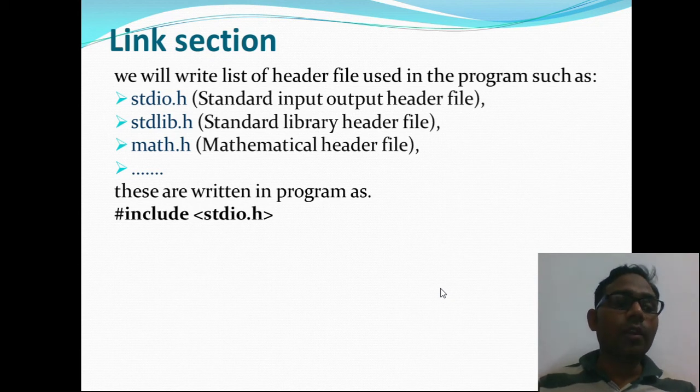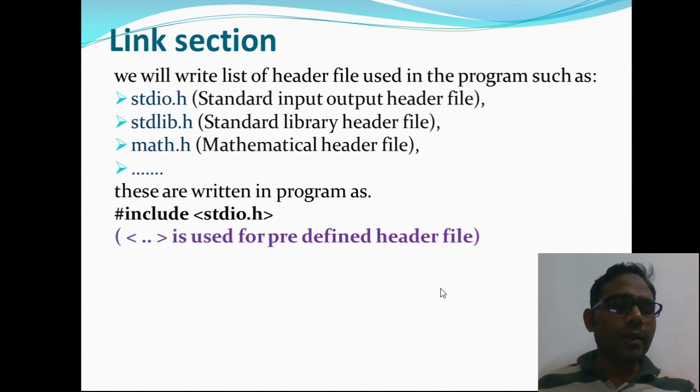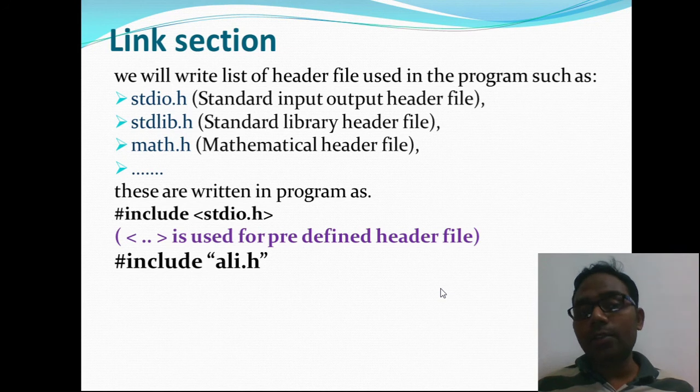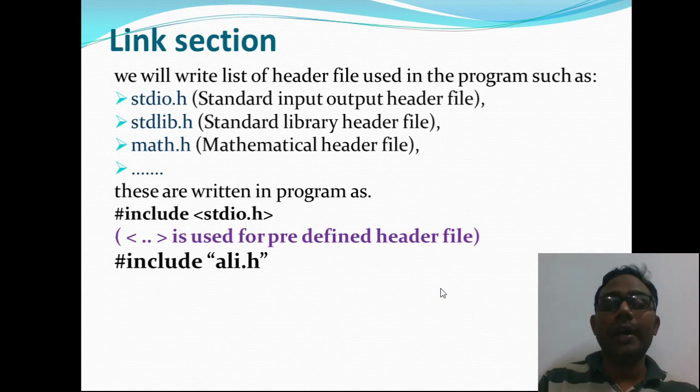Now, first of all, hash include then stdio.h. What is hash? We are going to study. Whatever is written inside the angular brackets is called a predefined header file, like stdio.h, maybe math.h. If you are going to write hash include inside double quotes, for example, ali.h, now this is a user-defined header file. I have written this header file and stored it in the current working directory.